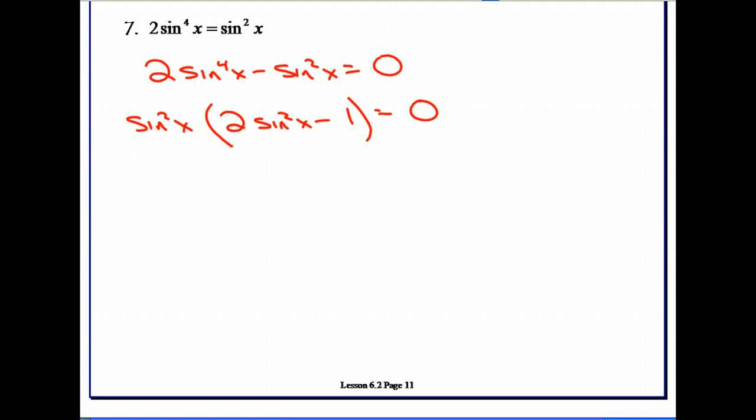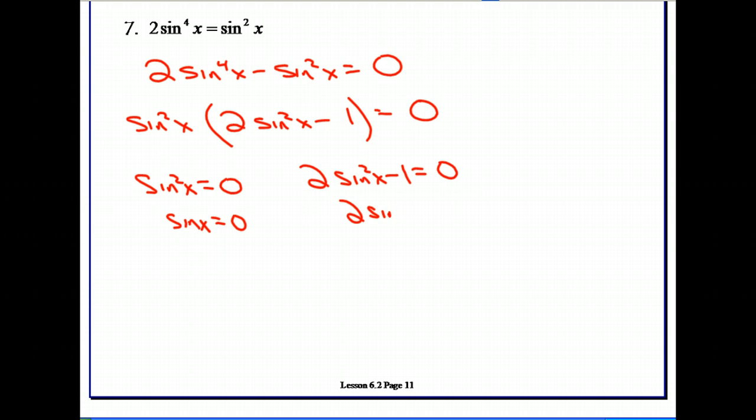Set the first part equal to 0: sine squared of x equals 0. Set the second part equal to 0: 2 sine squared of x minus 1 equals 0. First one, solve this, take the square root of both sides. So sine of x equals 0. Second one, add on 1.